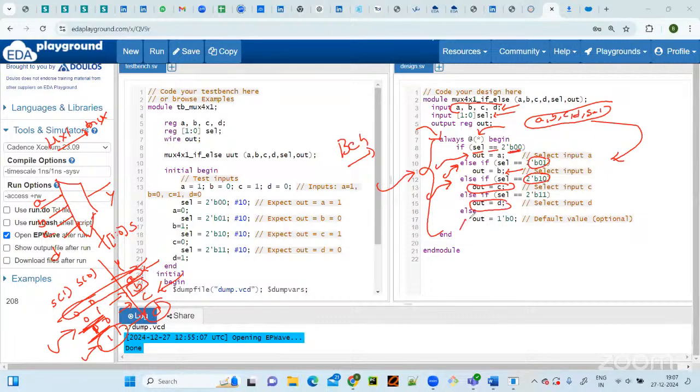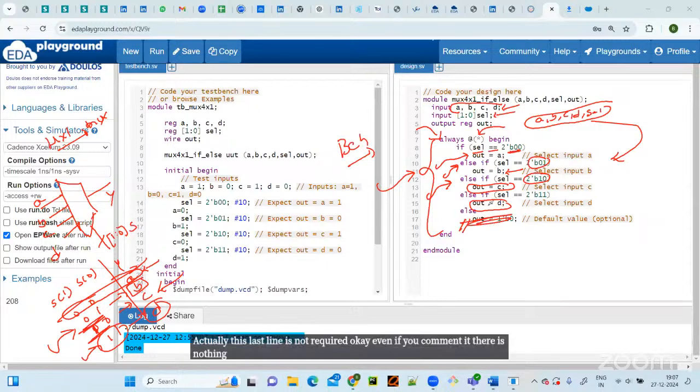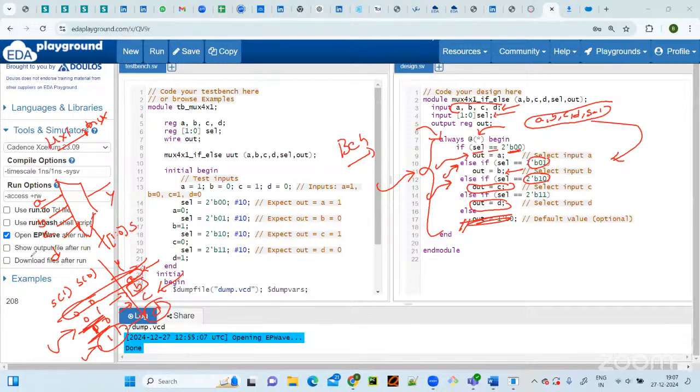Actually, this last line is not required. Even if you comment it, there is nothing wrong. That is a default statement. Now, let me try to execute this.